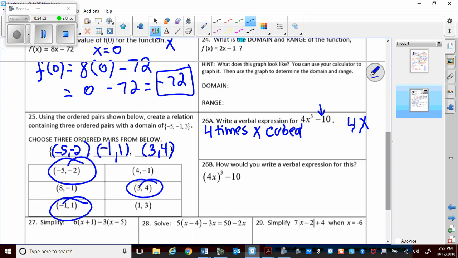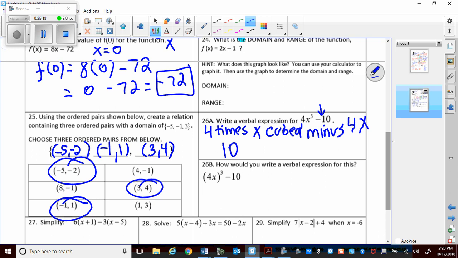Do we write 4x cubed subtraction? Minus 10. I'm going to mark it wrong if I see subtraction. What if you see subtraction? I can do that. Now, when I see parentheses and they have two things inside, what's a good word to use?